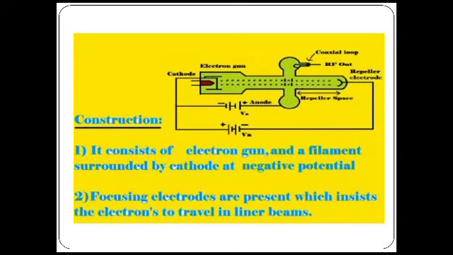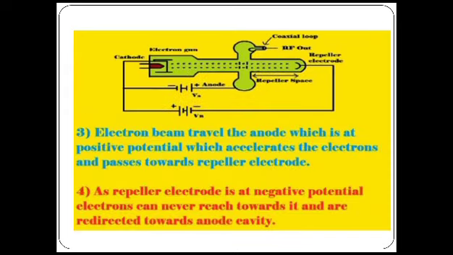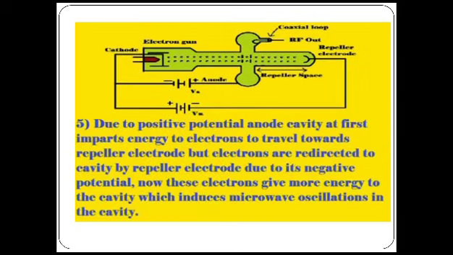Construction. It consists of an electron gun and a filament surrounded by a cathode at negative potential. Focusing electrodes are present which force the electrons to travel in a linear beam. The electron beam travels to the anode, which is at positive potential and accelerates the electrons, and passes through to the repeller electrode. As the repeller electrode is at negative potential, electrons can never reach it and are redirected towards the anode cavity.